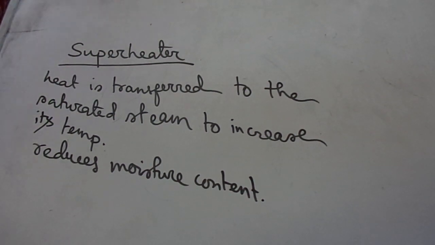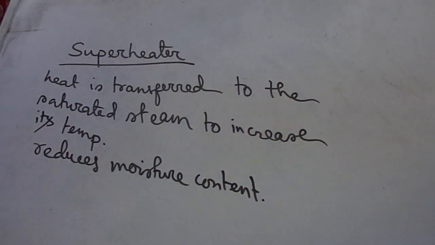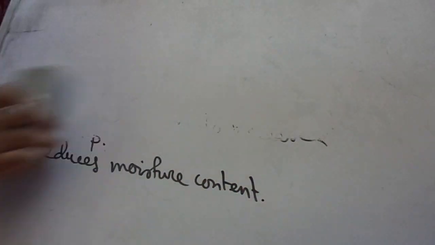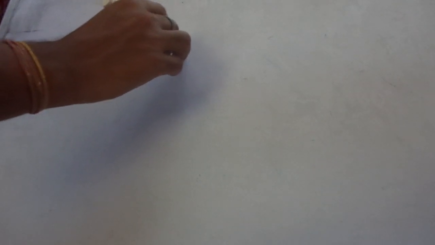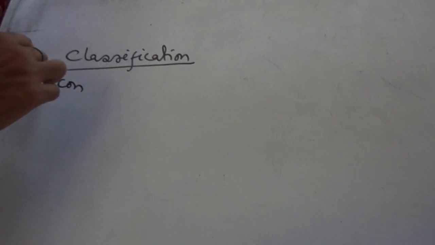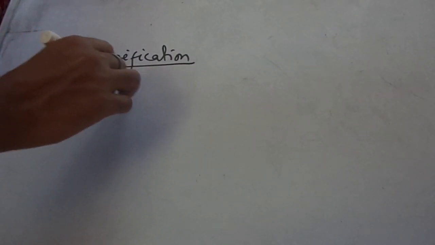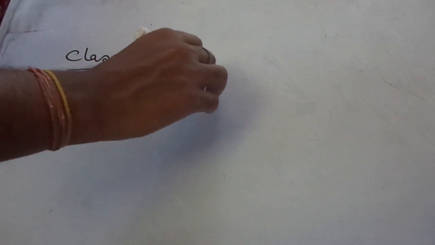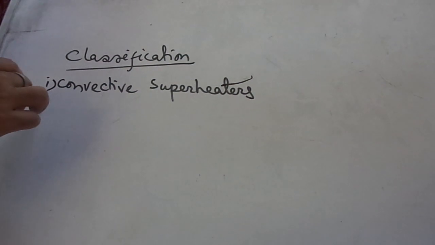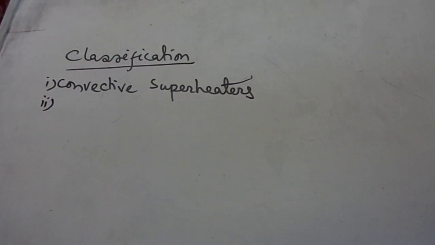Classifications of superheater. Commonly classified: the first one is the convective superheater, another one is the radiant superheater or combined superheater.